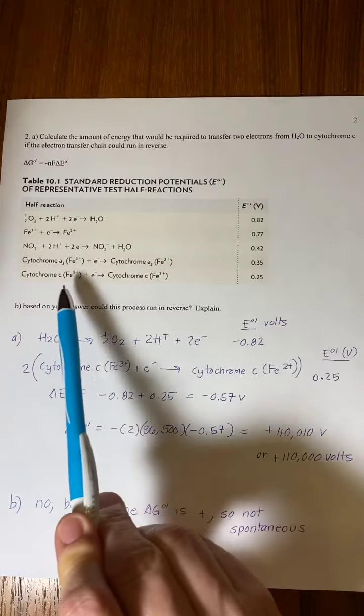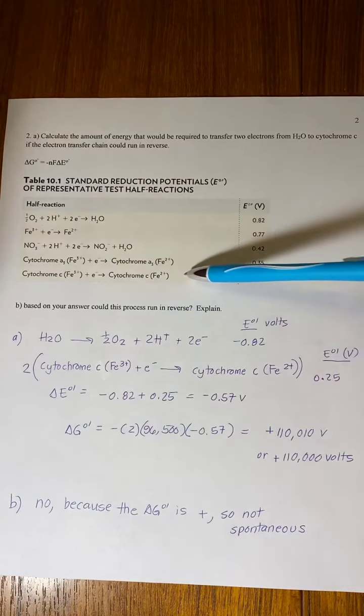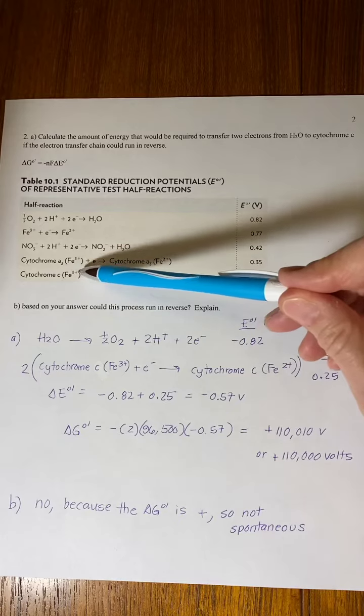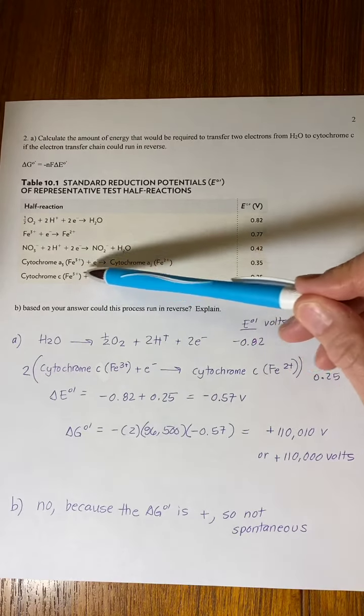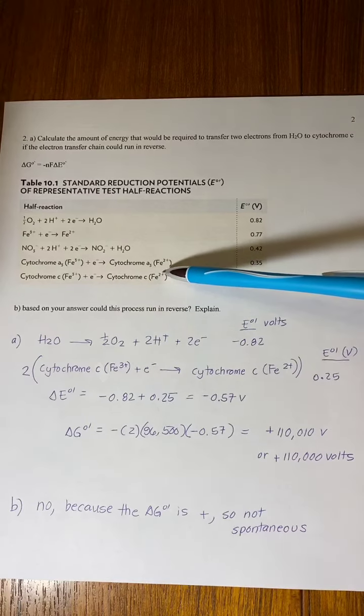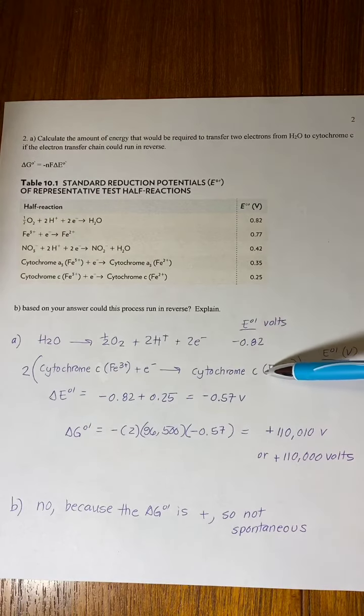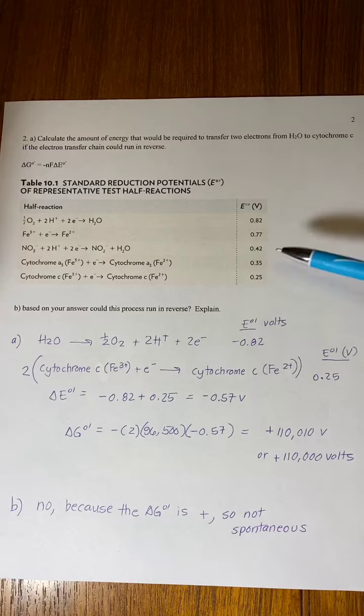So the cytochrome C reaction is going to be a reduction. So iron plus 3 to iron plus 2 is a reduction. We're adding the electrons on the left, so it's a reduction. So we leave this as is. We write it the way it is in the table. So the reduction potential stays the same. You don't change the sign.